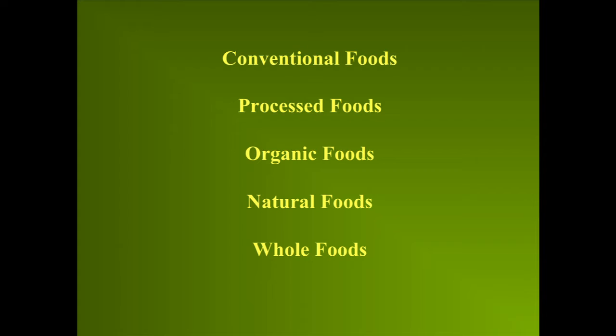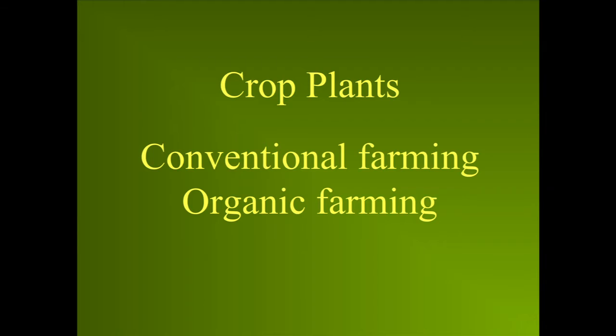We also see that there is this confounding nomenclature that the public is presented with. Conventional foods, processed foods, organic foods, natural foods, whole foods. What does this mean to the general consumer? What predicts food safety, if anything? What predicts good nutrition? What predicts sustainable agriculture? So we look at crop plants now in terms of large-scale agriculture that are produced by conventional farming, and we can get into a little bit more tonight about what that means, and also in terms of organic farming and what that means.